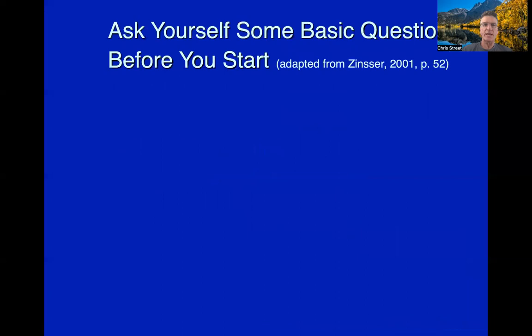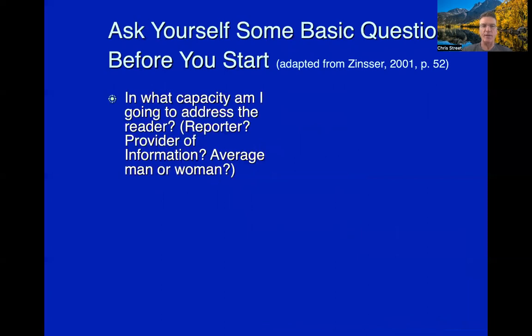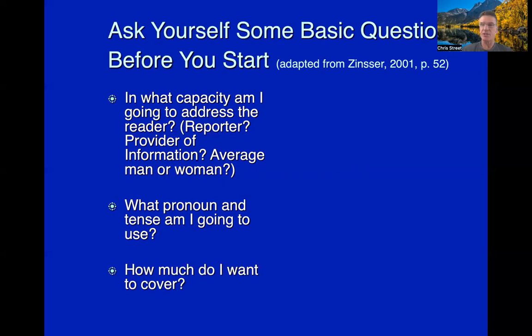So you can ask yourself some basic questions before you start that might help you with organizing. In what capacity am I going to address the reader? Are you going to be, for this activity or assignment, a reporter, a provider of information, an average man or woman? What pronoun and tense am I going to use? So is this particular piece of writing appropriate for first person? And a consistent tense can really help organize a piece of writing. So are you going to be writing in the past tense for something that happened, or the present tense for something happening today?